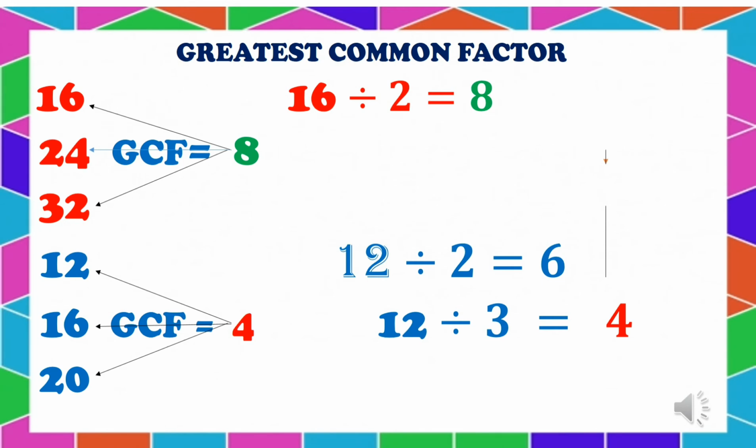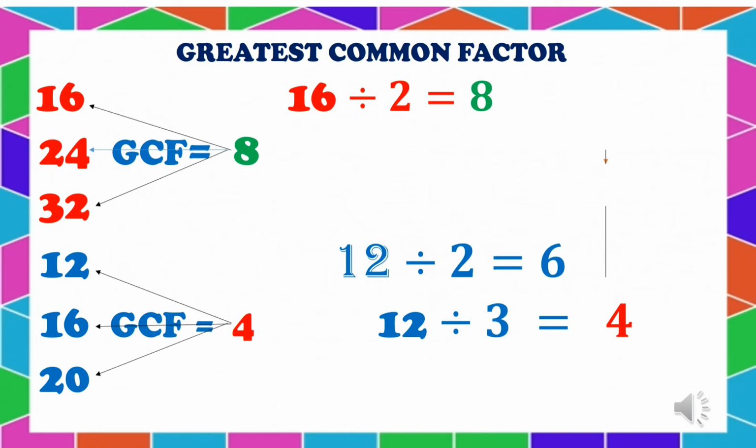Okay, now I am going to introduce to you another method of getting your greatest common factor. This time, this is shorter than the other method. So you will have to choose which method you are going to use when you are to find the greatest common factor. First, you are going to look at the smaller number.